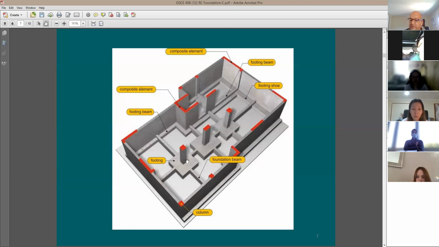So these beams actually are very helpful in foundation design, but we're not going to be working on this beam design. Sometimes we call this also a grade beam, or sometimes we call it a foundation beam. Both names are going to be okay.